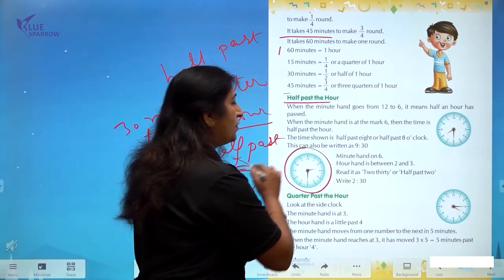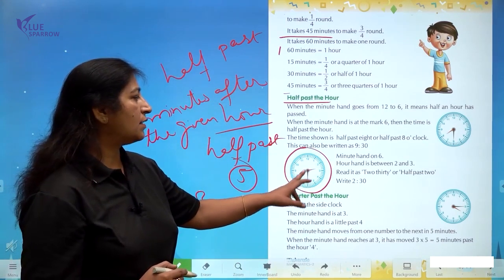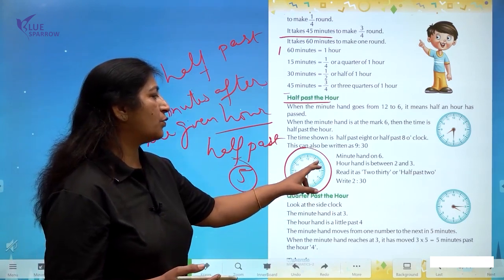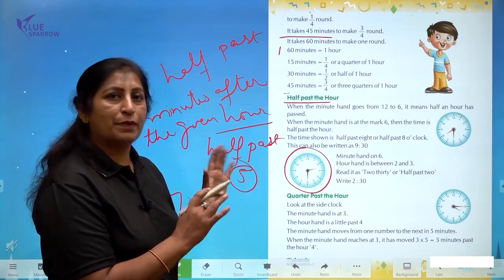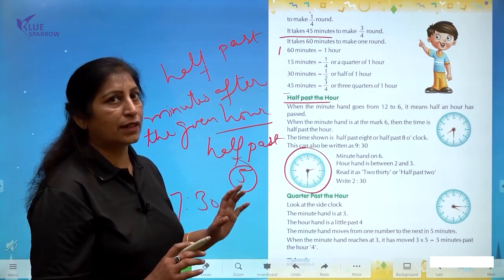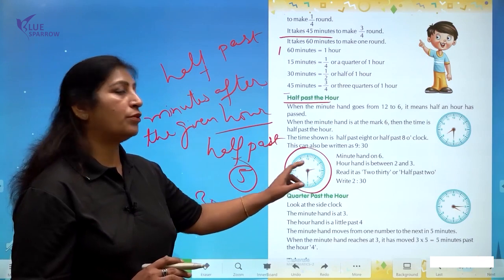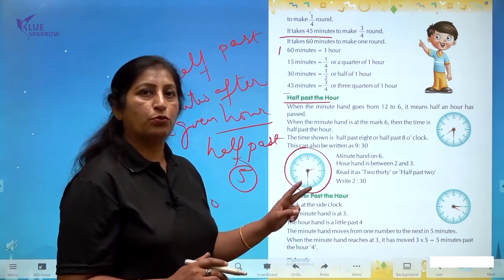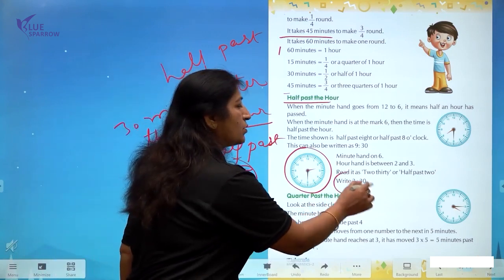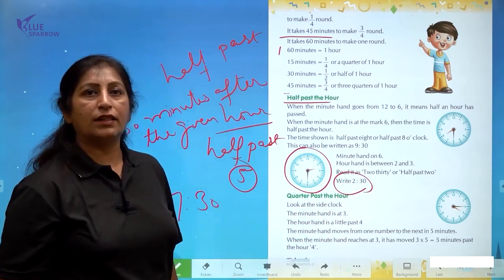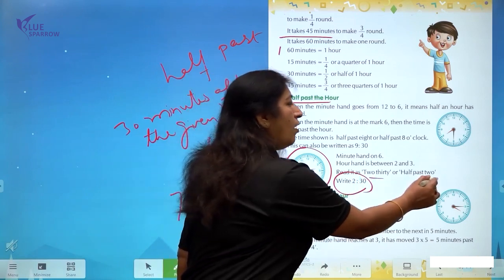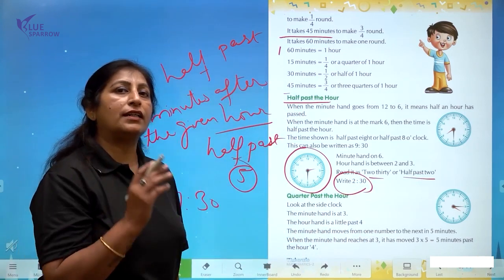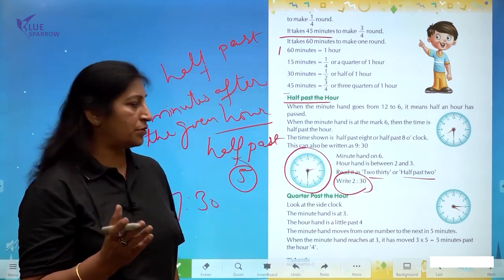Now let's read the time in this clock. The minute hand is at 6, which means 30 minutes have passed, and the hour hand is between 2 and 3, which means 2 o'clock has passed but 3 o'clock is not the time here. So the time here would be read as 2:30 or half past 2. It would be written in numbers as 2:30 and in words as half past 2. Whenever the minute hand is at 6, it means 30 minutes have passed.